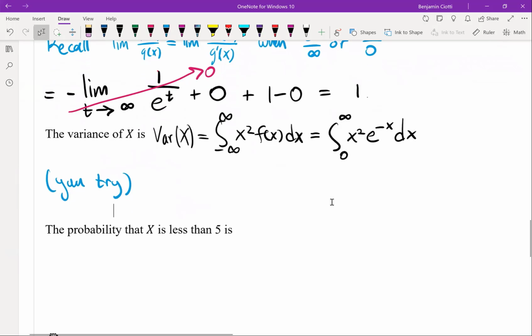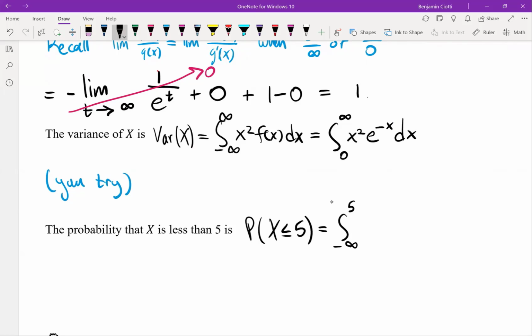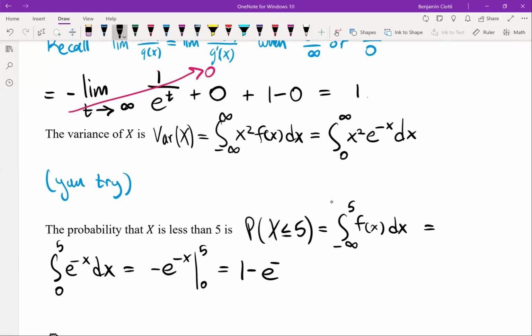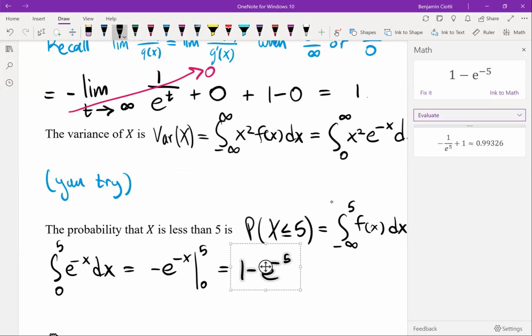Finally, the probability that x is less than 5 is the integral from negative infinity to 5 of the probability density. So there's no area below 0, so that just ends up being 0 to 5 of e to the negative x dx. So that's negative e to the negative x from 0 to 5, which ends up being 1 minus e to the negative 5th, which is about 0.99, say 0.993.